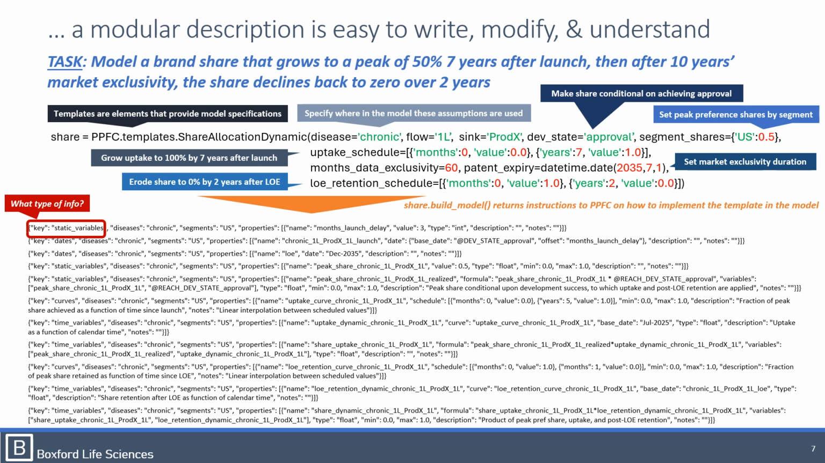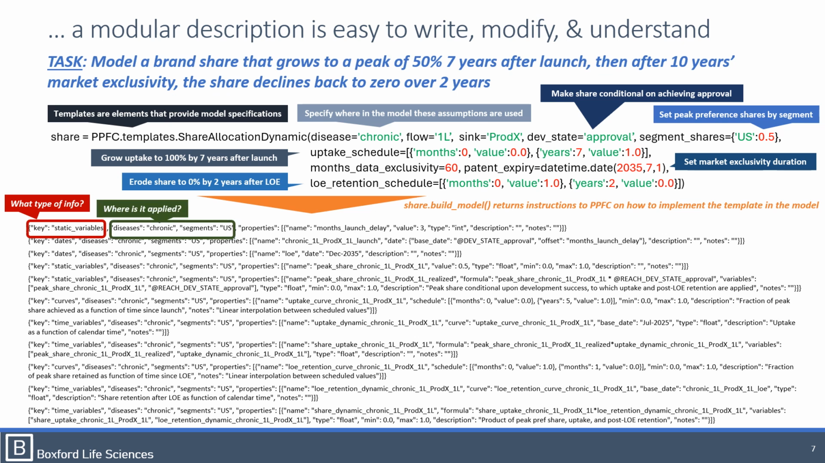The first is that each one of these different blocks of the syntax, which is a dictionary, has a key that says what kind of information it's creating. Here we have a static variable that stores a single value that may change over segments, but it doesn't change with time. We also define dates, which are calendar dates in month-year format, curves, like an uptake curve that describes how an entity changes in some other event, and time variables that describe how some entity changes over calendar time. For example, we could combine an uptake curve along with the date of launch and get uptake as a function of calendar time.